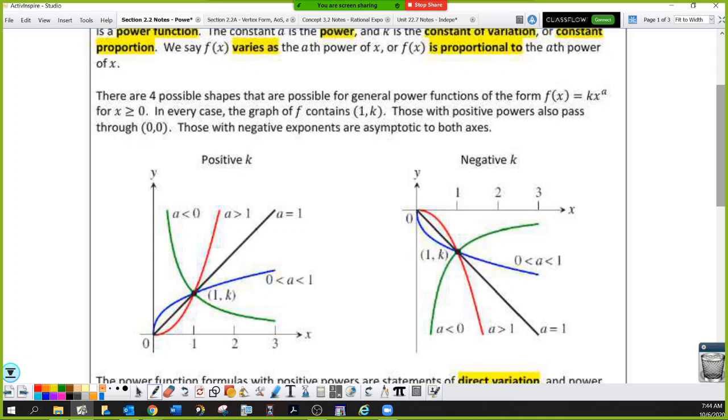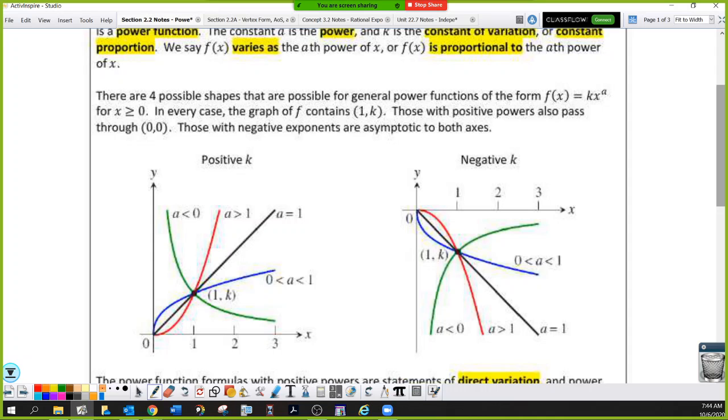I've shown you the possible shapes. So the green one is what you're going to get when your power is negative, like 1 over x. You get something that is asymptotic to both the x and the y-axis. The red one is what you get if a is a positive number. x to the 2nd, 3rd, 4th, 3.5, things like that. Any exponent that's a positive number. Yes? Is it the same graph for like 2 and 3 or something like that?